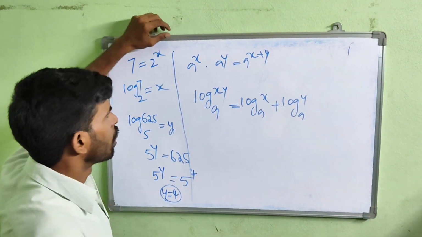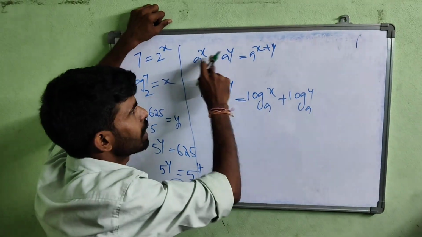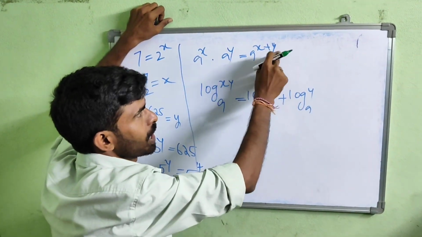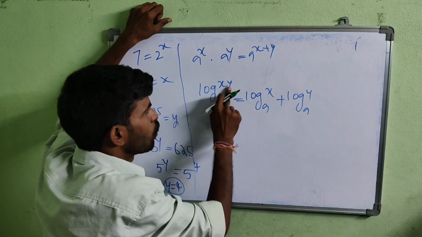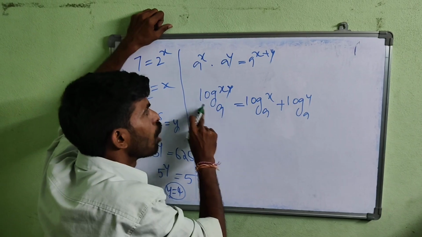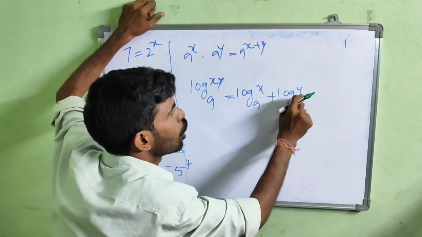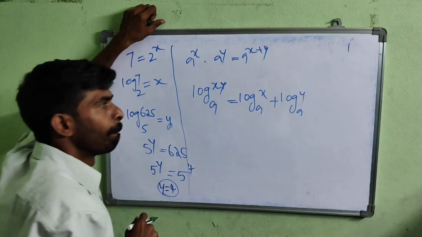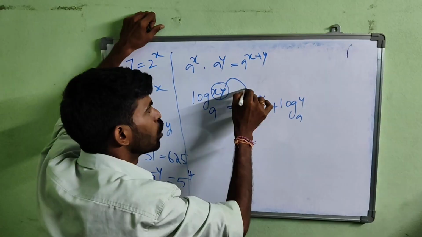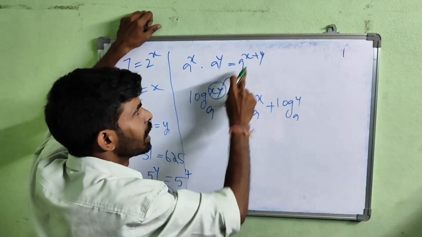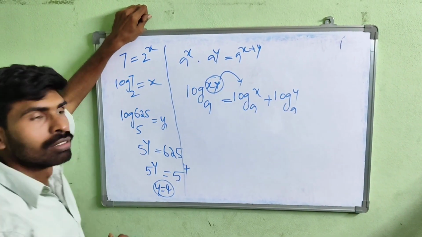How, in the product rule, what happened? A power x into a power y equal to a power x plus y. Same thing like that. Here, what does xy mean? Log x into y is nothing but log x plus log y. Simply the base is the same. In the product rule, x into y becomes x plus y. Same like that, log x plus log y.